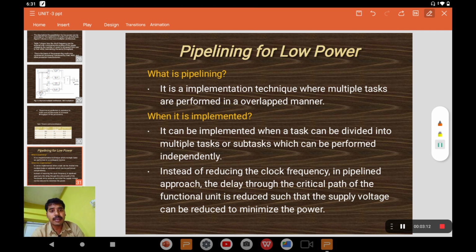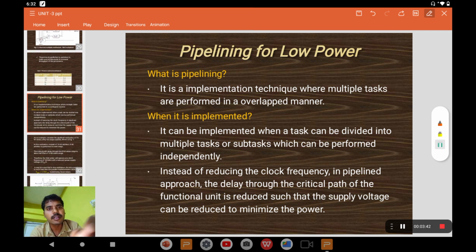Basically, in the parallel processing approach, we reduce both the frequency as well as the supply voltage in order to achieve minimum power dissipation, right? But in the pipelining concept, instead of reducing the clock frequency, the delay through the critical path of the functional unit is reduced. That means if you reduce the delay, the supply voltage can be reduced to minimize the power also. That is the basic intention of the pipelining concept.